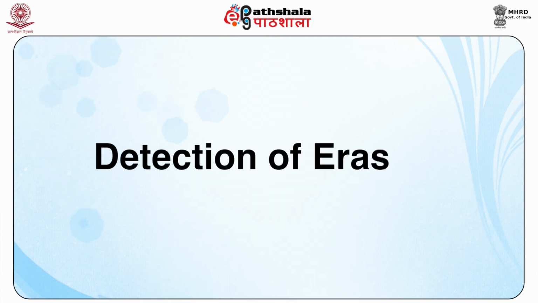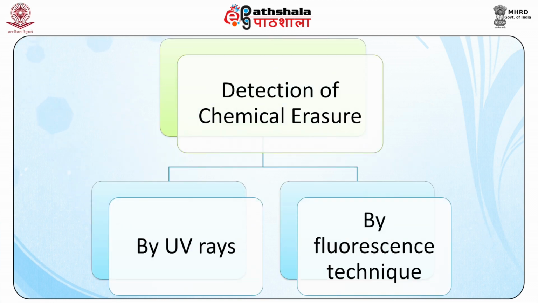Coming to detection of erasure in more detail. Detection of chemical erasure: if we talk about it, examination of invisible ink can be done by using UV rays. UV rays play an important role in detecting and deciphering chemically erased writing without altering the document, that is, without even damaging the document.